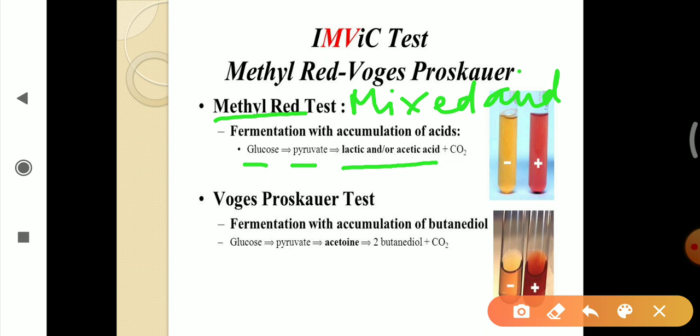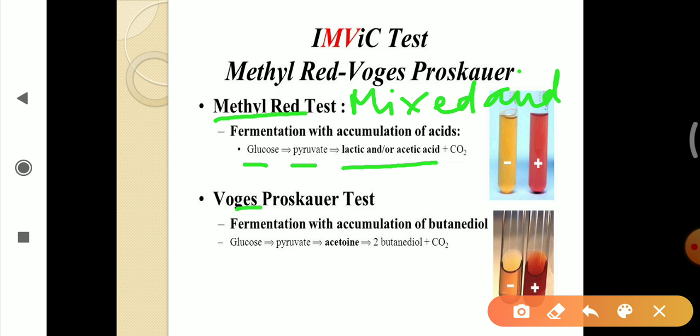If a small amount of acid is produced, there will be no change in the pH. If more acid is produced, then while we add the methyl red, which is a pH indicator, there will be a change in color, as we are adding the methyl red indicator dye.